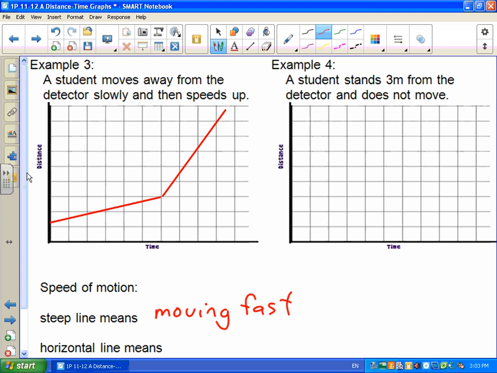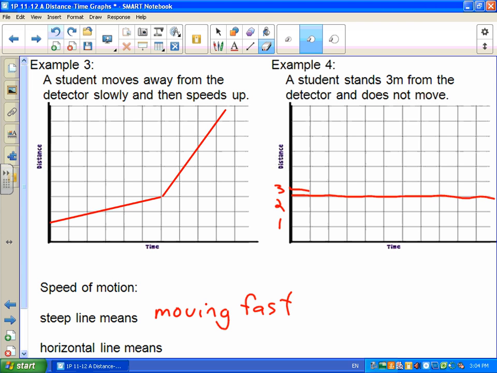How is the distance between me and the detector changing? Exactly. It's not going to change at all. It's just going to go straight across. So if we go to 3 meters here, let's say 1, 2, 3, our line is just basically going to go straight across. That's what my line is going to look like.